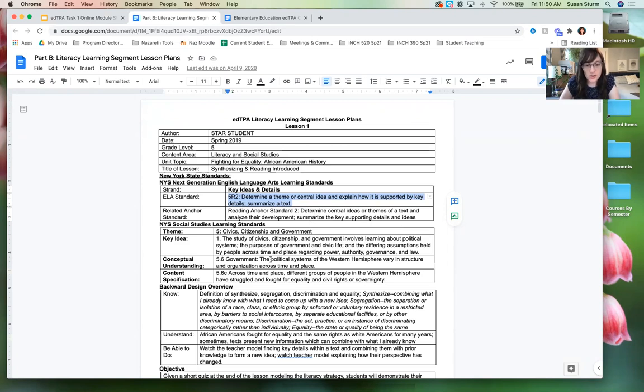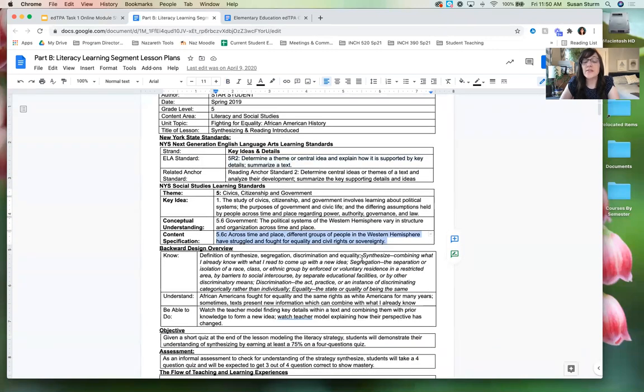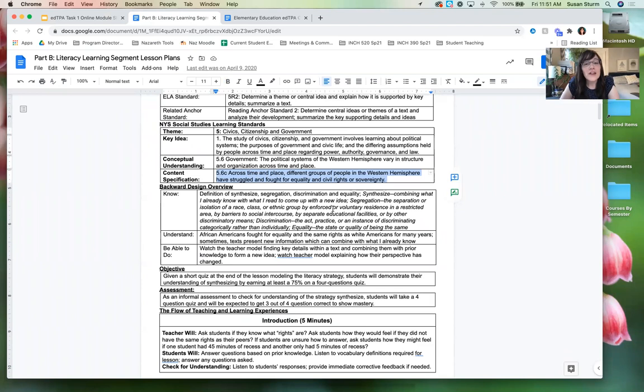And you can see they chose civics, citizenship and government, and specifically we're looking at across time and place, different groups of people in the Western Hemisphere have struggled and fought for equality or civil rights. Many students have chosen this 5th grade standard. It's a pretty popular one, 5.6C, because many of you want to take that social justice slant in your teaching, your anti-bias lens, and that's amazing. So this might look very familiar to you. The backward design is a little Nazareth College extra. This is not required for the edTPA, but we like to see it, so please include it for each lesson.